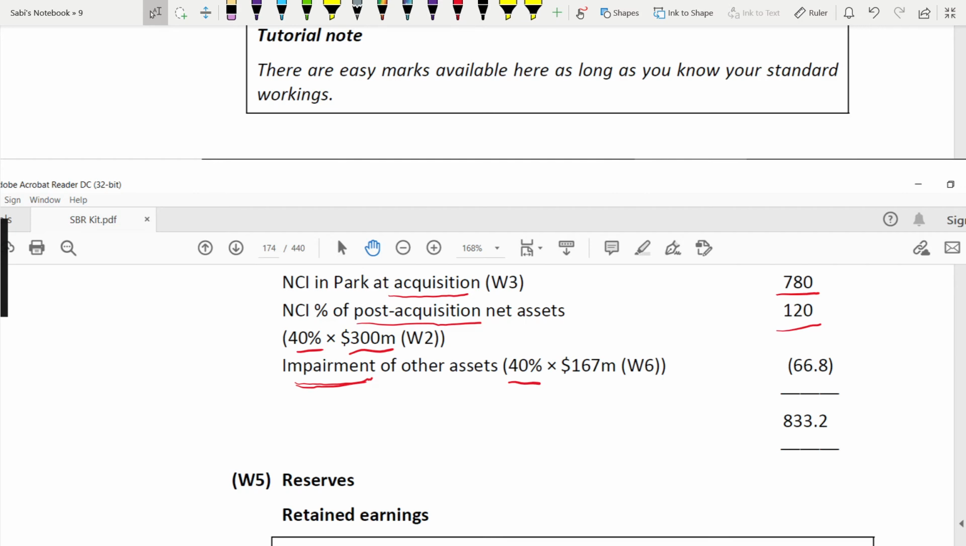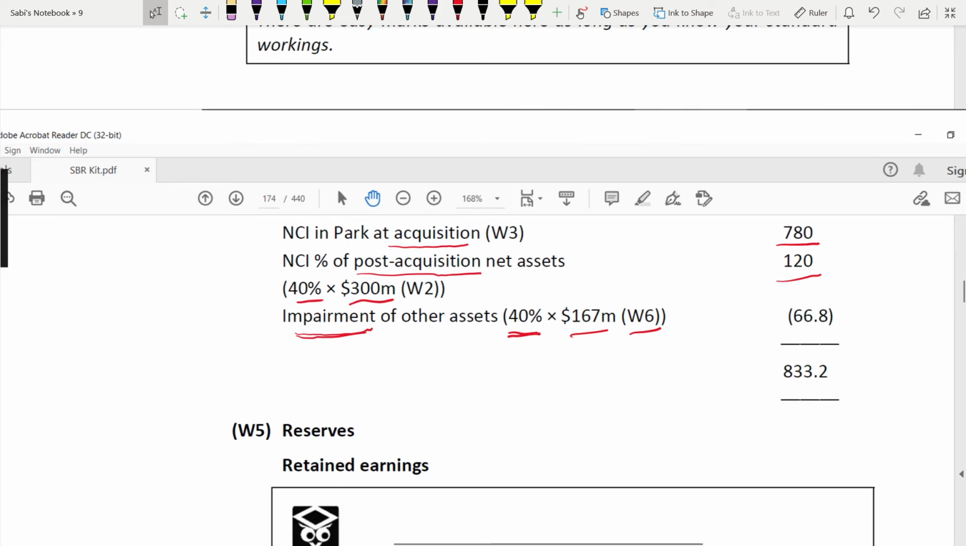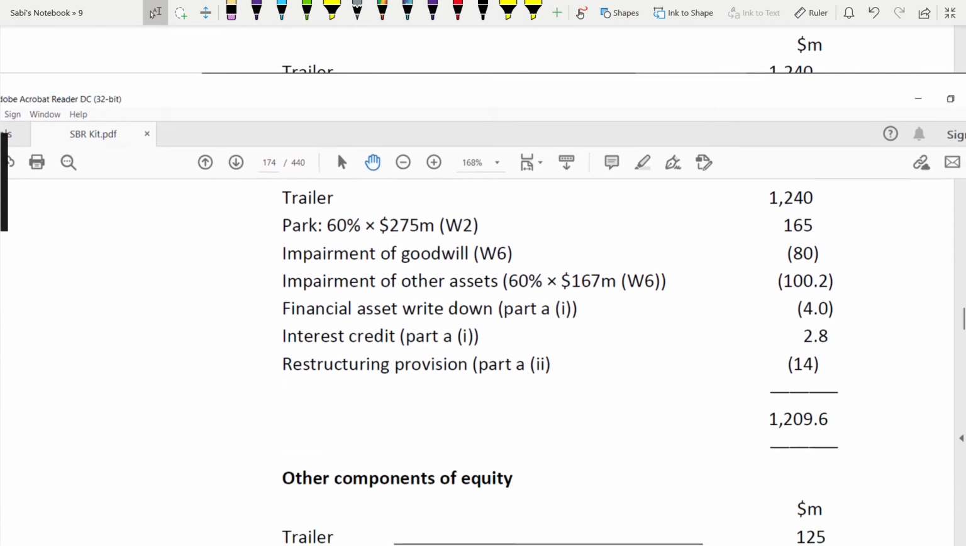The reason why you are doing it this way is because NCI you are calculating using proportionate share. If NCI was calculated using goodwill fair value, then this thing was not needed. But because you are taking percentage share of NCI share of net assets, you need to take the impairment also. How much is for NCI? So 40% of impairment. Working 6 is there to get this 167, the impairment. We'll go to it later, okay?